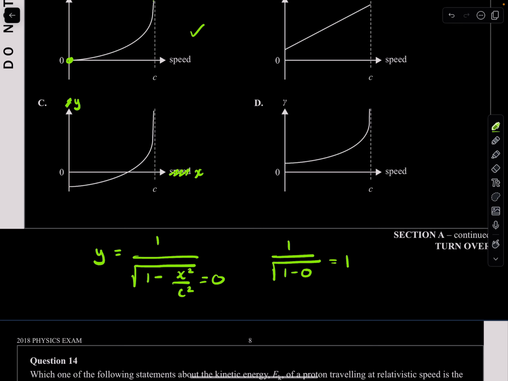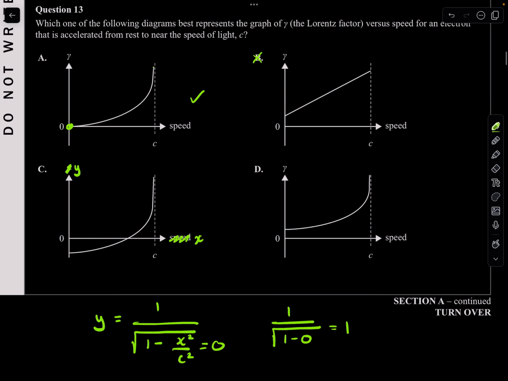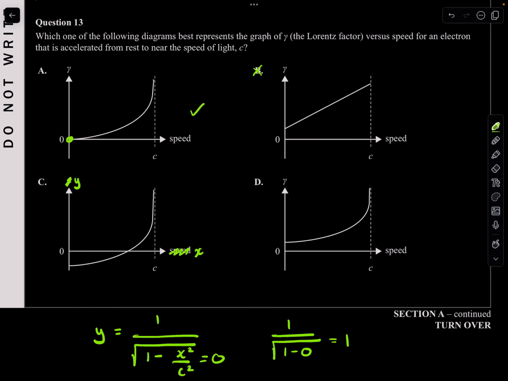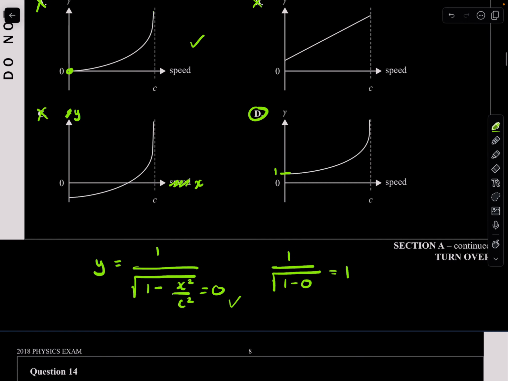So when the speed is 0, lambda, or the Lorentz factor, is actually 1. It's never 0, so this is wrong. It's supposed to be positive 1. This is negative 1 approximately, so not that. And so it looks like D is your answer, where this is 1. And yeah, this is one of the easiest graphs to look at, but I just wanted to show some students how to do the maths.